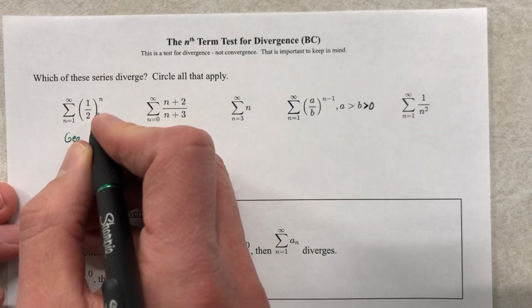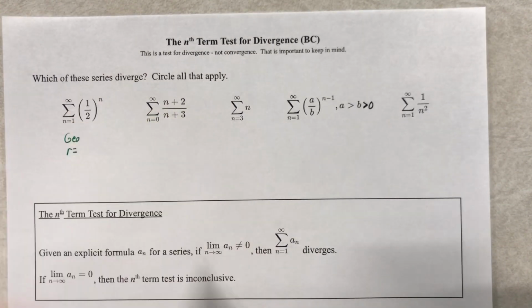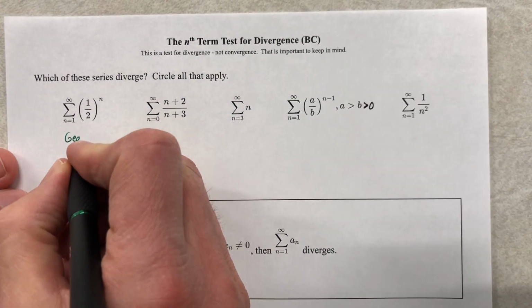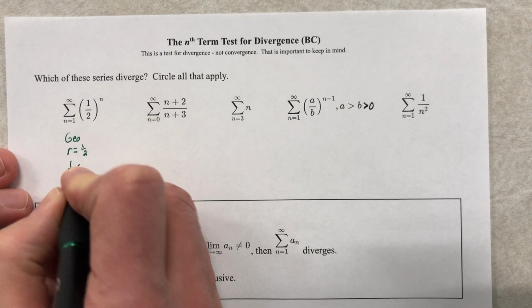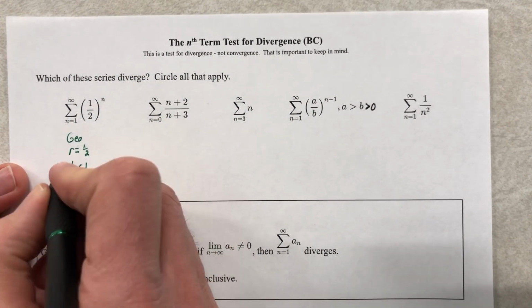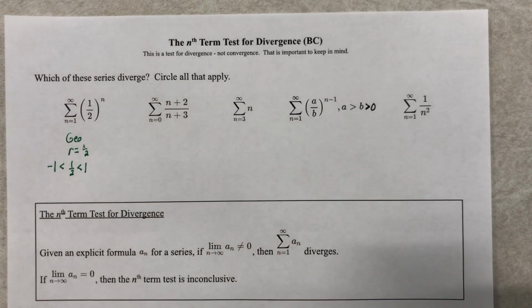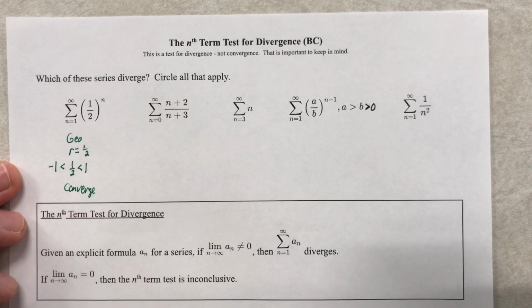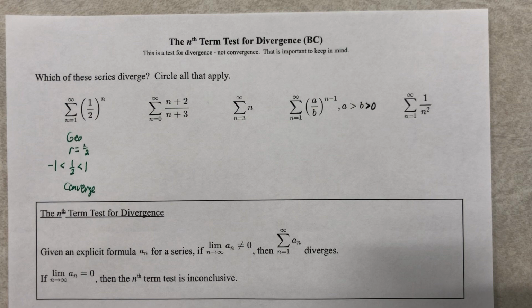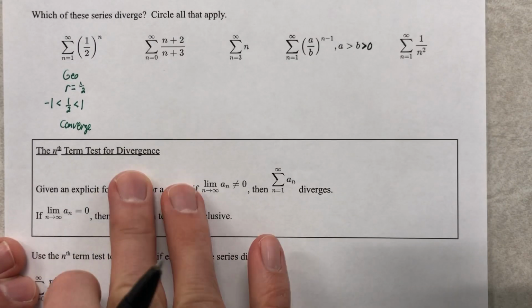This is the structure of geometric: the n is in the exponent, and there's no other n's floating around. And so r is equal to 1/2. And because 1/2 is less than 1, and greater than -1, this one is going to converge. Because it converges, we are not going to circle it. Once we have all the ones circled that need to be circled, we'll start looking for patterns, and then we'll talk about what this all means.